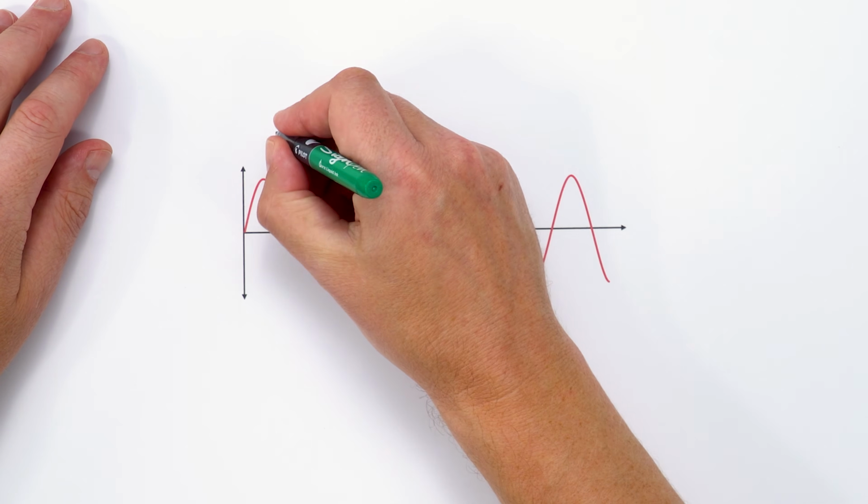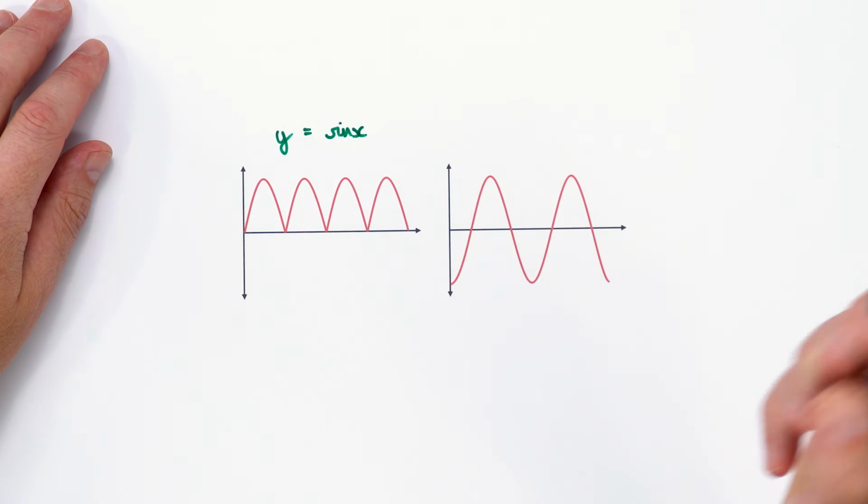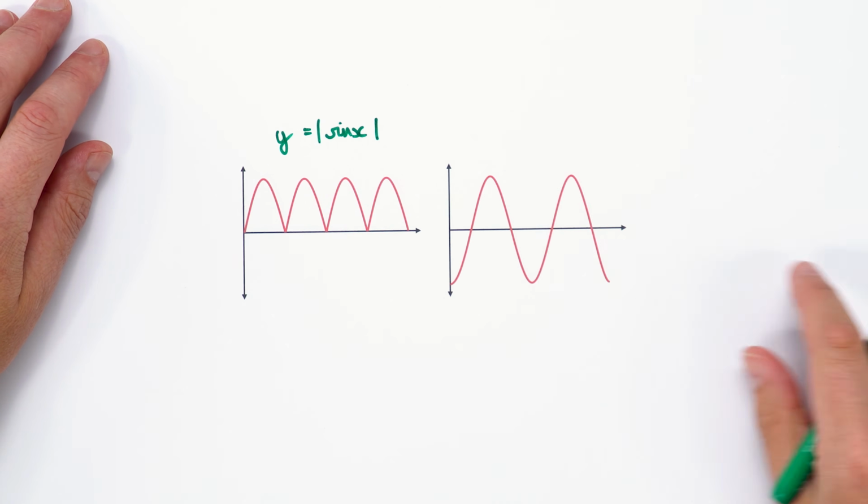So we've got one here where we could say that y is equal to sine x, but we only have the positive values of it. So I'm going to put the modulus symbol at each side. For example, if we're going to convert from an AC to a DC power supply.